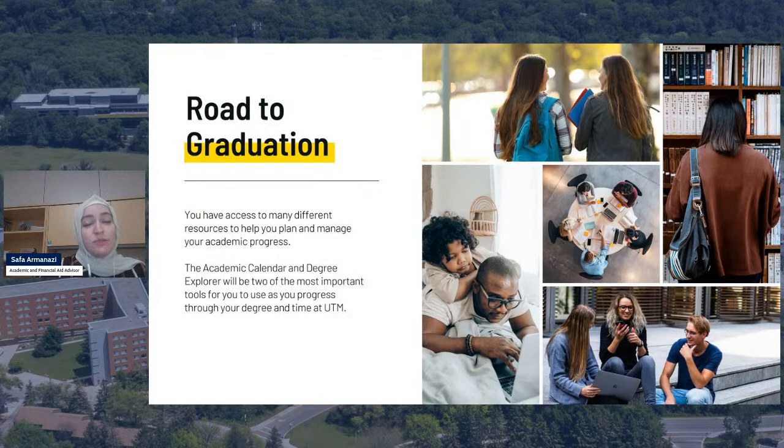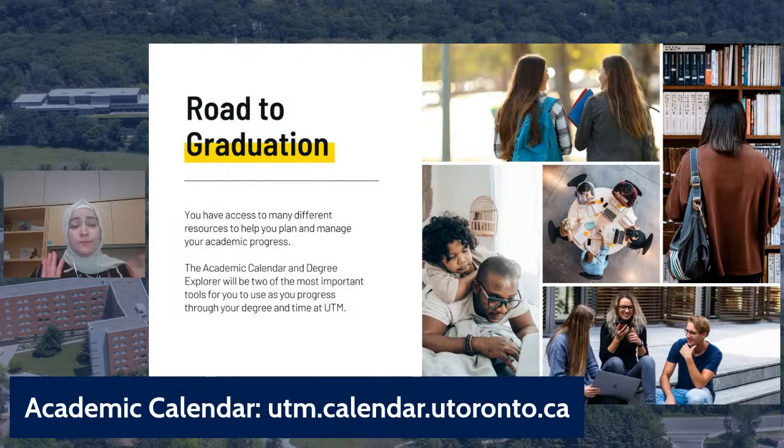So you have access to many different resources and tools to help you plan and manage your academic progress from your first year all the way to graduation. The two most important tools for us to highlight to you are the Academic Calendar and Degree Explorer. As mentioned earlier, the Academic Calendar is your go-to to check the list of programs that we offer at UTM. You can also look at the enrollment requirements for programs that have entry requirements. You can look at the completion requirements for programs and see what courses you'll be taking within a specific program of study. You can also look at our policies and processes, such as what is credit, no credit, or what are my degree requirements. So all of that is included in the Academic Calendar.